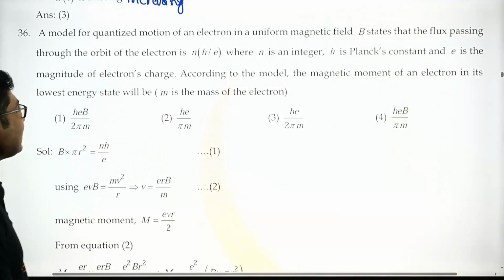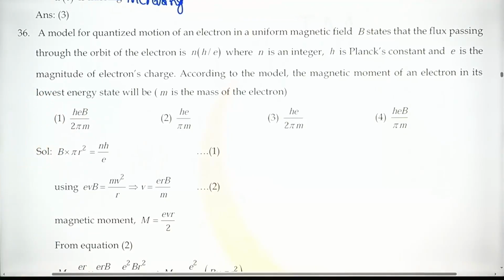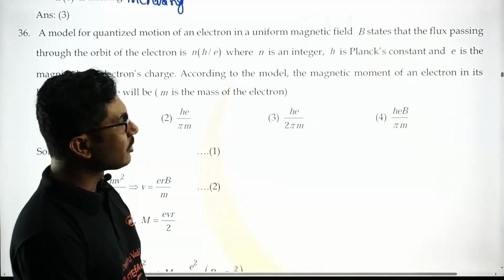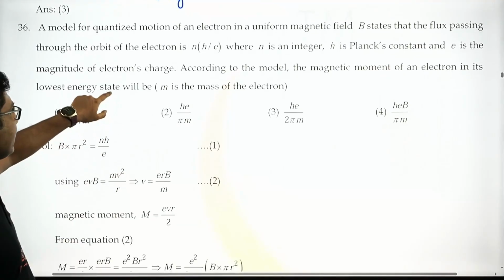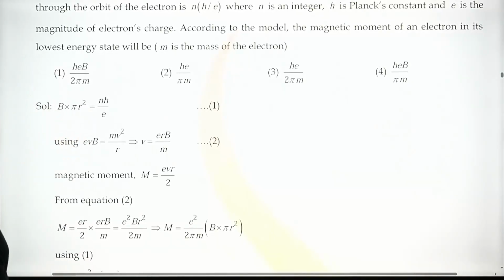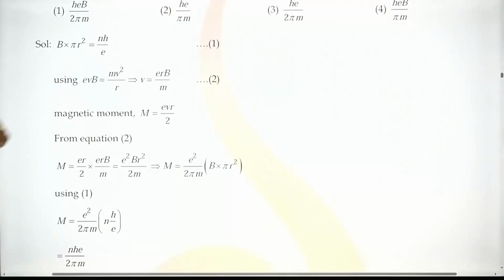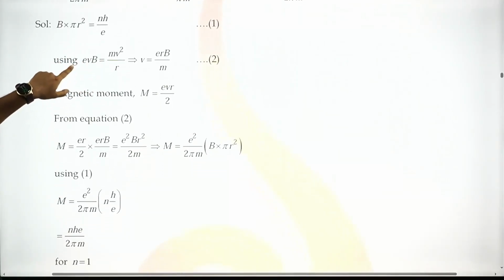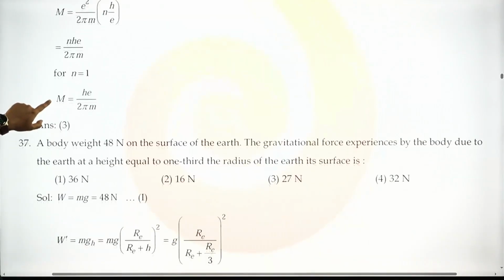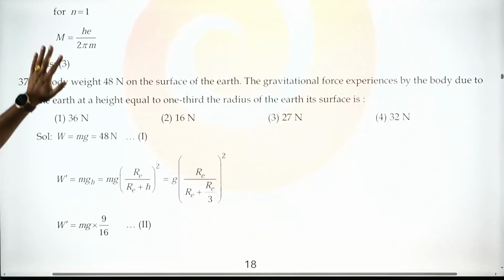A model for quantized motion of an electron in a uniform magnetic field B states that the flux passing through the orbit of the electron is nh/e, where n is an integer, h is Planck's constant, and e is the magnitude of the electron's charge. According to the model, the magnetic moment of the electron in its lowest energy state will be... So you have to calculate B·πr² = nh/e. From there you can calculate, evB = mv²/r, and then if you calculate properly you will get the magnetic moment m = he/4πm. So the correct answer is option 3. This is also a very long, tricky question.